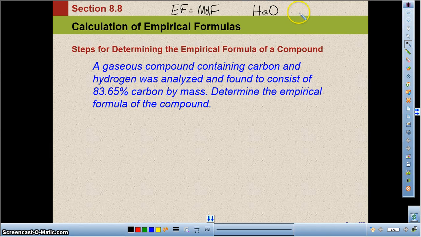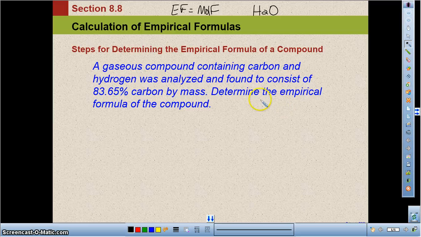Let's do some calculations of empirical formulas. A gaseous compound containing carbon and hydrogen was analyzed and found to be 83.65% carbon by mass. Determine the empirical formula of the compound. All right, a couple of things. When we're given percentages, we can assume that to be grams. Not assume it, but change it to grams.